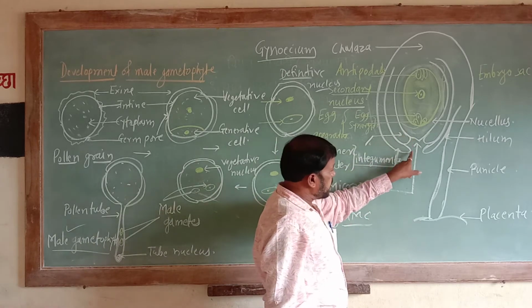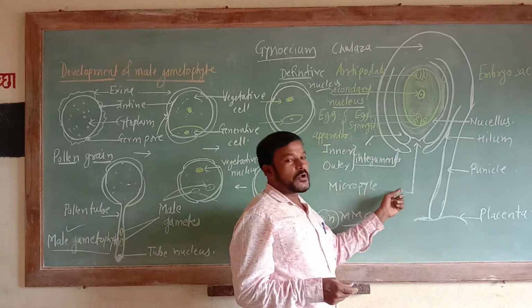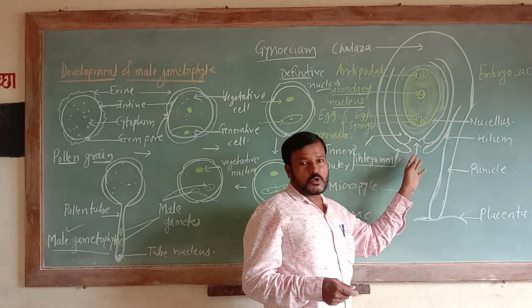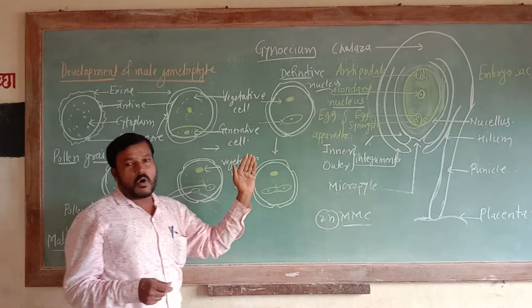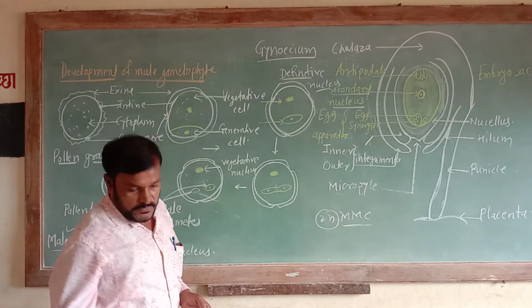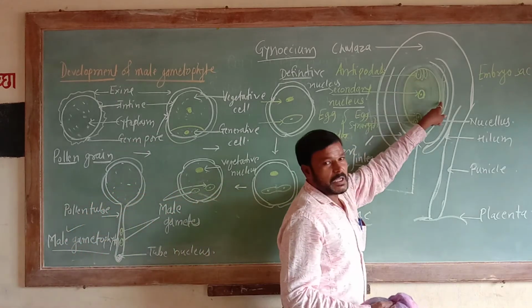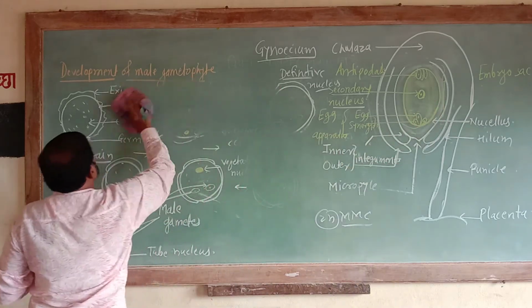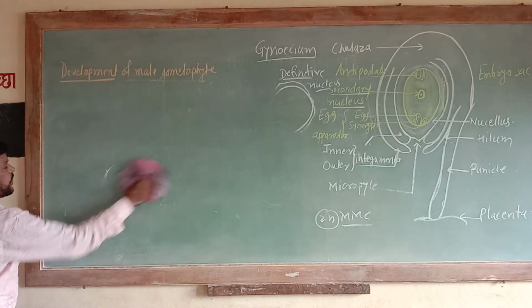And here at its apex there is a small opening called the micropyle. The micropyle is useful for the entry of the pollen tube. It is a small aperture. In this way, we have completed the structure of the anatropous ovule. Then the next point we are studying is the development of the female gametophyte, how the female gametophyte develops.